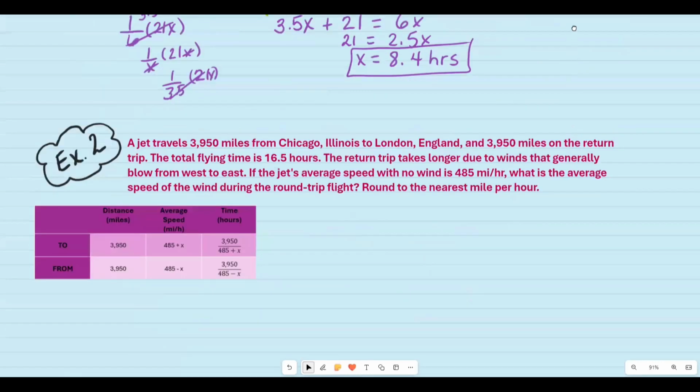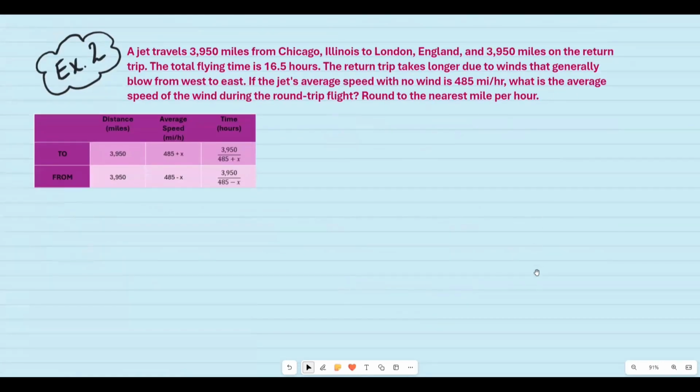So now we want to go to the next one. And this one says a jet travels 3,950 miles from Chicago, Illinois to London, England, and 3,950 miles on the return trip. The total flying time is 16.5 hours. The return trip takes longer due to winds that generally blow from west to east. If the jet's average speed with no wind is 485 miles per hour, what is the average speed of the wind during the round trip flight?